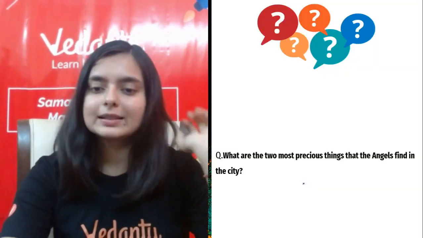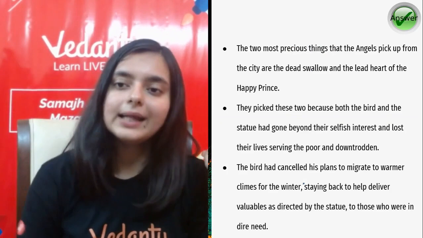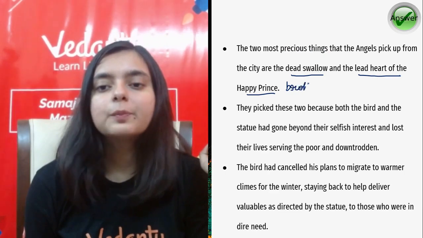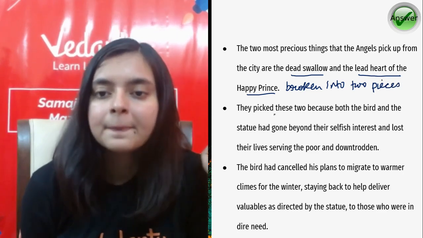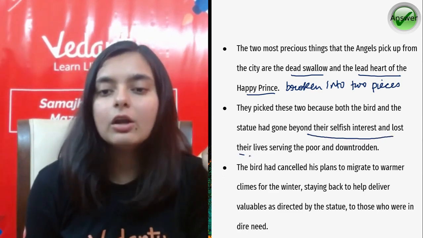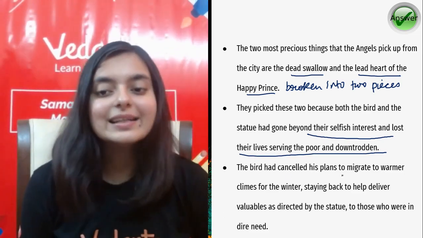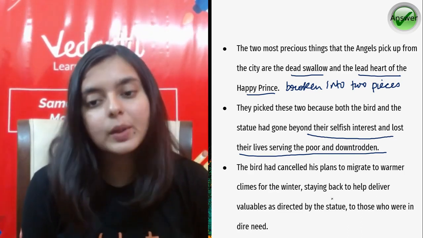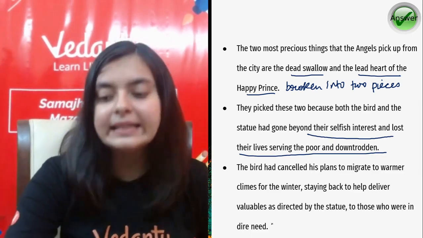Last question for 5 marks. What were the 2 precious things that the angels find in the city? Of course, the dead swallow and the lead heart of the happy prince, which was broken into 2 pieces. Okay. Now they picked these because both the bird and the statue had gone beyond their selfish interest and lost their lives serving the poor and the downtrodden. The bird had cancelled his plans to migrate to warmer climes for the winter, staying back to help deliver the valuables as directed by the statue to those who were in dire need.